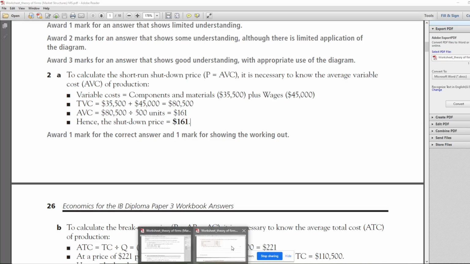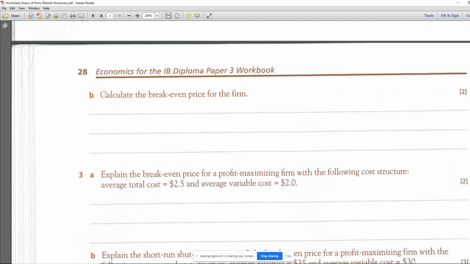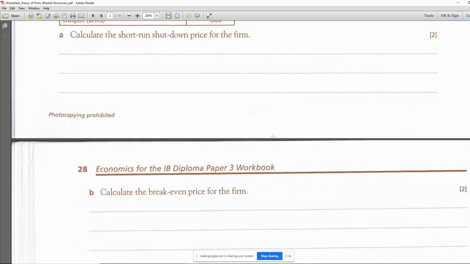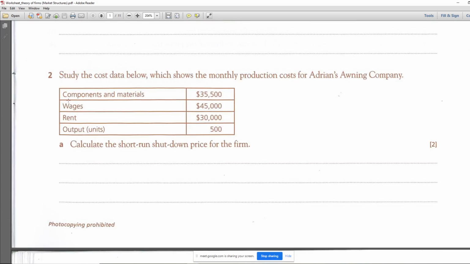Let's go to part B. From here onward, sometimes you just have to make some assumptions. Calculate the break-even price for the firm. Can anyone give me the answer? How do we find the break-even price if we present the idea in terms of average total cost?